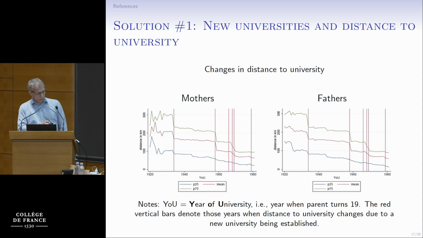But let me just show you that these university establishments make a difference in distance to college. So here's the median distance to college. That's University of Jyväskylä, that's University of Oulu, and you can see sharp drops in the median and the top quartile of distance, not so much for the lower quartile, both for mothers and for fathers. So that's where the variation comes from, and we can show that a lot of our parental cohorts actually are hit by these establishments.